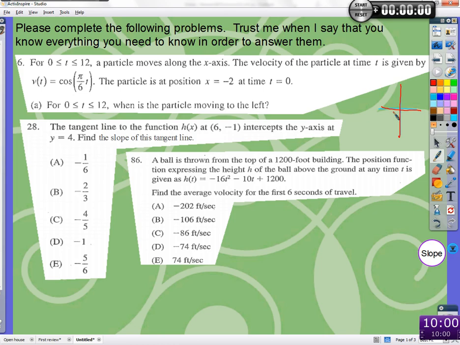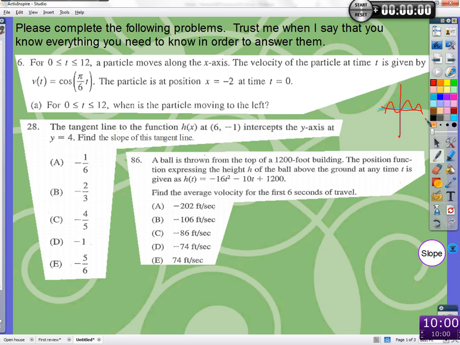It says between 0 and 12 seconds, when is the particle moving to the left? So you want to know all the times it's moving to the left. So we want to know all the times that the velocity function is negative. Okay? So we've got this cosine function. It's moving up and down like this. So if we want to find out between 0 and 12 seconds when the cosine is negative, how are we going to do that? Just when it's negative.